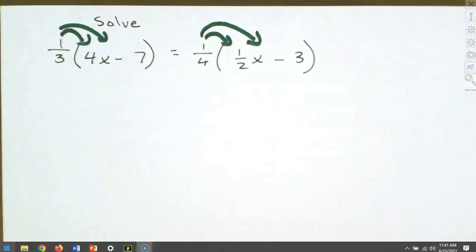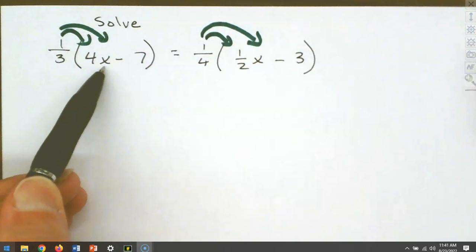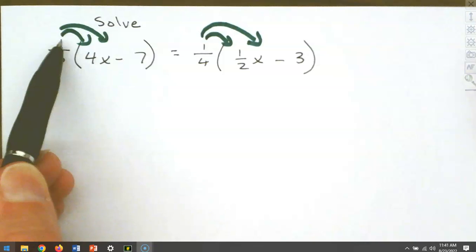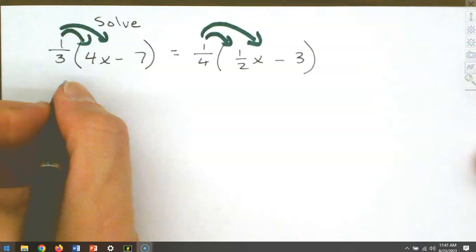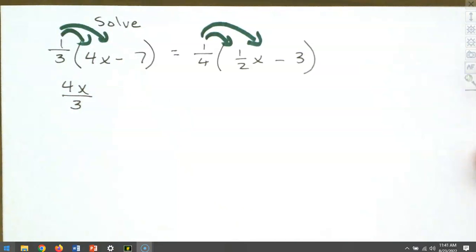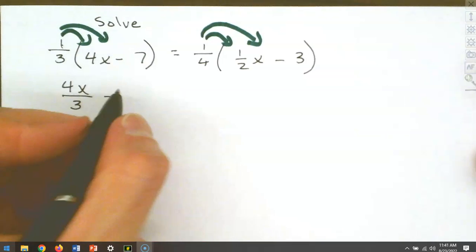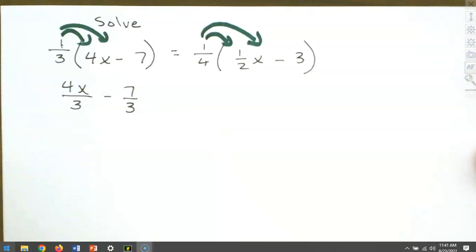So let's go ahead and distribute that 1/3 through. Now, there's nothing on the bottom, so we just multiply the number on the top by whatever's out in front. So 1 times that 4x, that makes it a 4x and a 3 down below, right? So that's 4x over 3. And then we've got a minus 1 times 7. Well, that's a 7 over 3. So there's that piece.